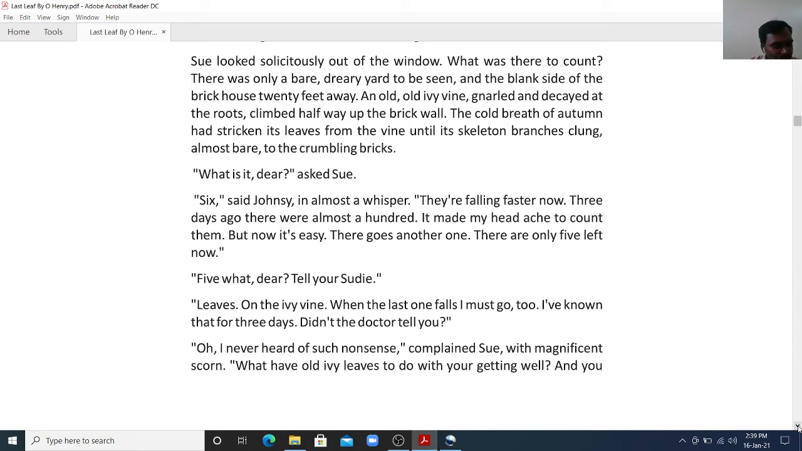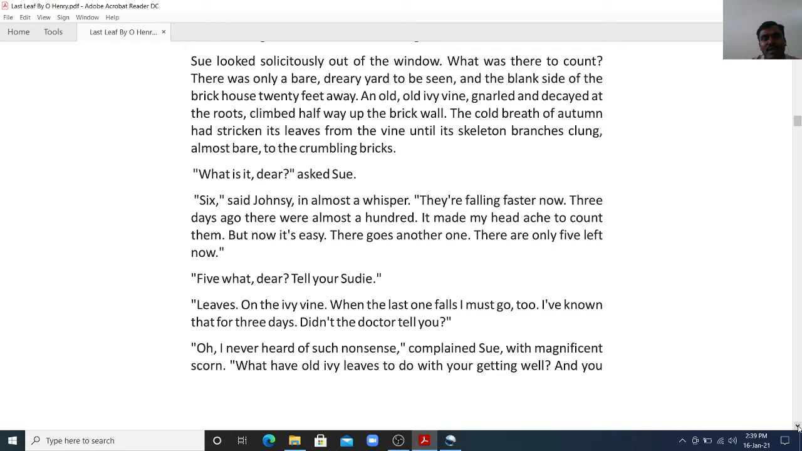Solicitously, out of the window. So very caringly and very worriedly she looked through the window to see what Jhansi was counting. What was there to count? There was only a bare dreary yard to be seen, a very dried yard. There was the blank side of the brick house twenty feet away from their building, I mean, their room.